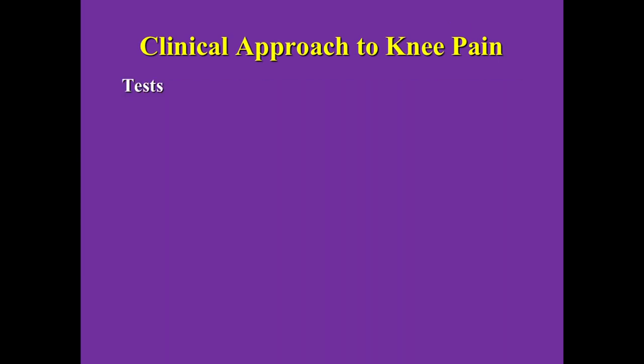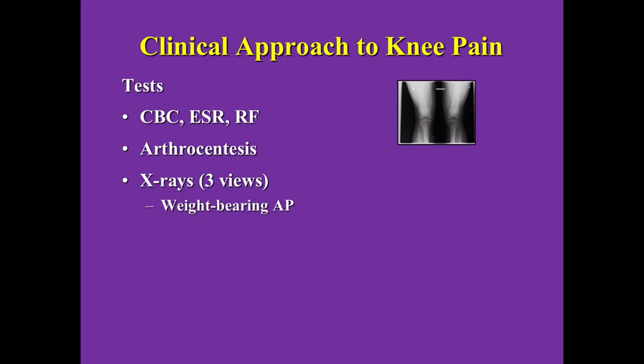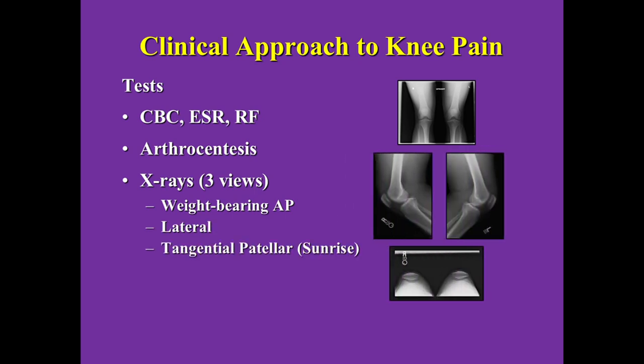These are all the tests which help to identify the diagnosis, along with some blood investigations, that is ESR and rheumatoid factor, which we need to assess, arthrocentesis, and X-rays. There are three views we need to check. One is the weight-bearing anteroposterior view. The second one is the lateral view. The third one is the tangential patellar view. Then MRI, which helps to identify changes in the knee.